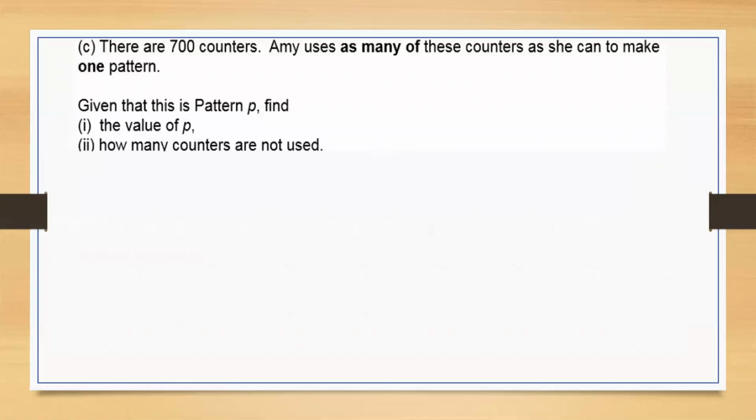Now part C. There are 700 counters. Ami uses as many of these counters as she can to make one pattern. Given that this is pattern P, find the value of P and find how many counters are not used. So for pattern P, we will have 4P plus 2 because remember k is equal to 4. So 4P plus 2 will be equal to 700. Now I need to find the value of P.